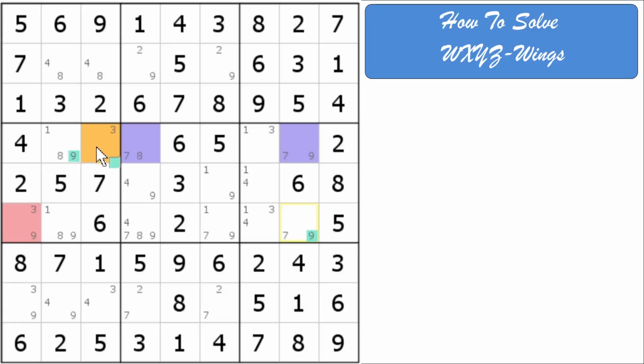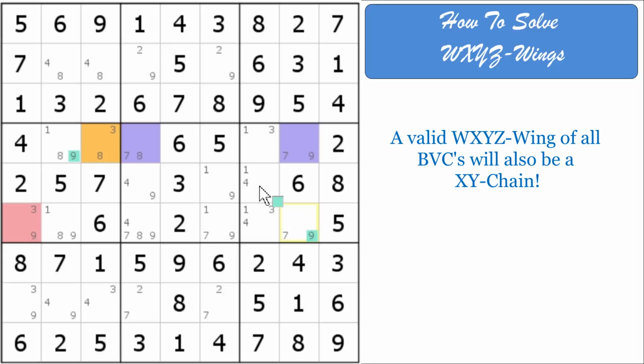So did you notice anything else about this set of 4 bi-value cells that see each other and link up in a chain? Yes, hopefully you noticed that this is an XY chain. So not only can you call this a WXYZ-Wing because it acts like a WXYZ-Wing and fits our definition, but if you just solve this as an XY chain, it would still work the same. If you went here and went 9 to the 3, 3 to the 8, 8 to the 7, 7 to the 9, well, you can eliminate any 9s that see both those cells. You can eliminate the 9 here and 9 there.